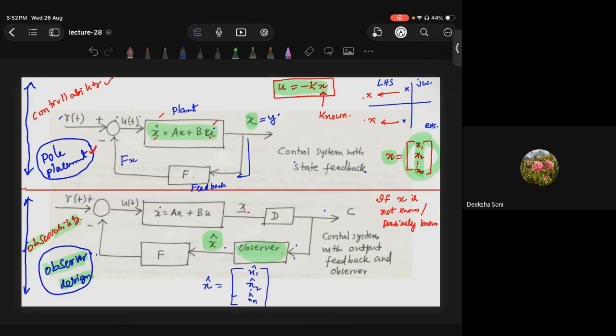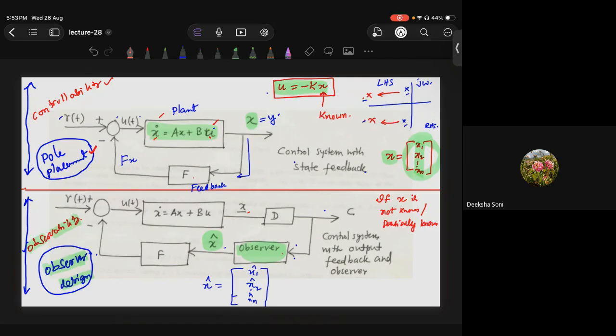So basically, we'll go step by step. Controllability means designing this controller. You have these blue poles, but they are very near to the j omega axis. Even though they are stable, there is a possibility that they may shift to the right hand side. If they shift, the system becomes unstable. For that purpose, we want to move those poles towards the left, to these red poles.